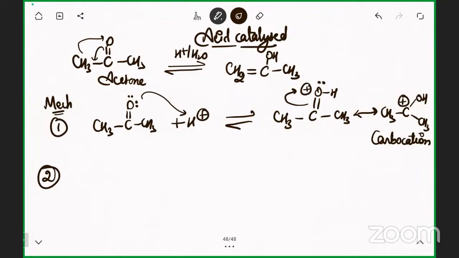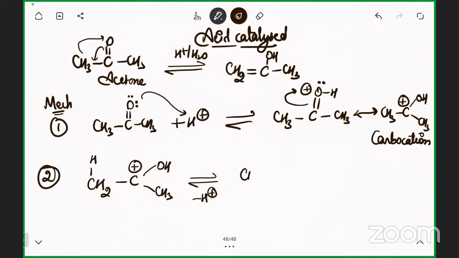Okay, what was the second step? Now this carbocation, see, CH2, and I'm taking one hydrogen above it, and then C, OH, and CH3 carrying the positive charge. What will happen now? The H will eliminate out in the form of positive charge, and the compound formed will be CH2 double bond C single bond OH single bond CH3. So you can see the reaction is processed with the help of H positive ion. If the reaction is processed with the help of H positive ion, it is known as acid catalyzed. Got it?